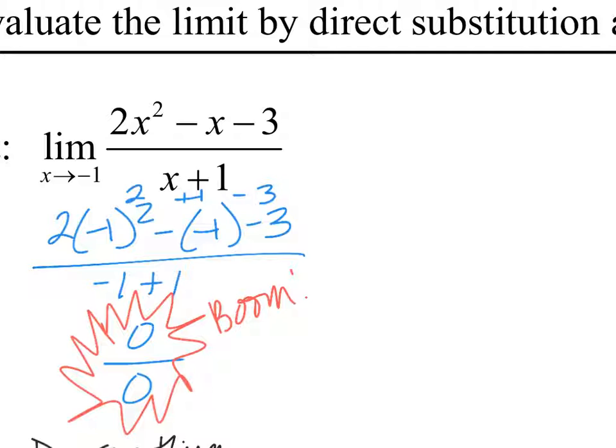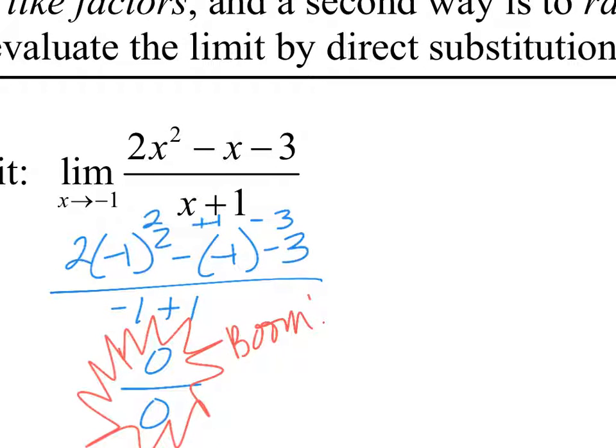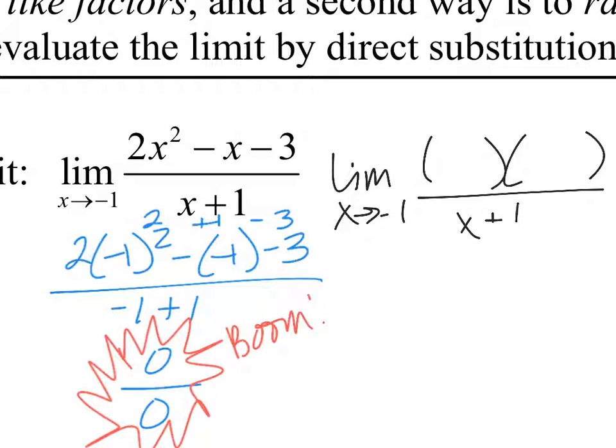So the limit as x goes to negative 1. Everybody factor. Check my work when I factor. How do you factor that? Something like that. Yeah, good. 2x minus 3 times x plus 1, divided by x plus 1.